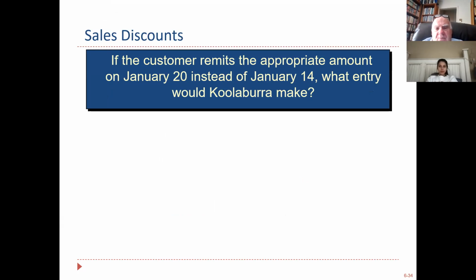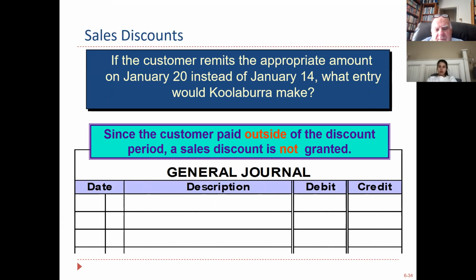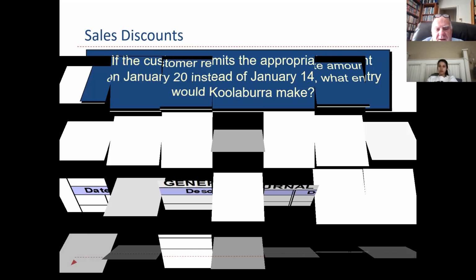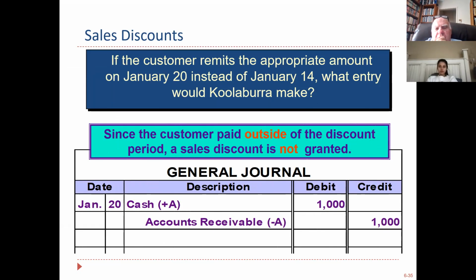Sales discounts. What if the guy paid on the 20th instead of the 14th? What entry would you make? It was outside of the 10 days, so they wouldn't have a discount. Yeah, exactly right. No discount. But what in the real world would a company do if someone took the discount and they shouldn't have? You think you would automatically go after the person and say, hey, I'm sorry, buddy, but you owe us $20? Probably not. You're exactly right.